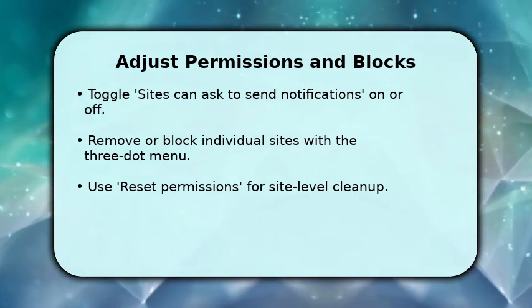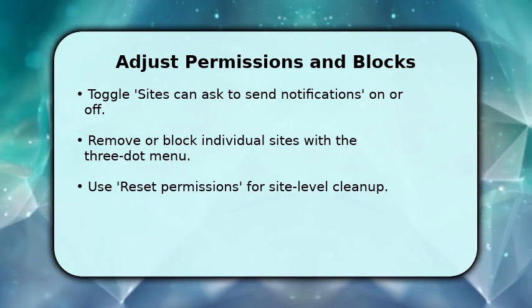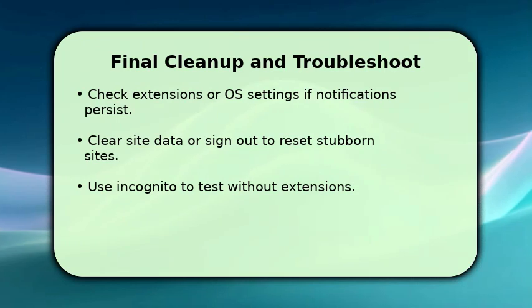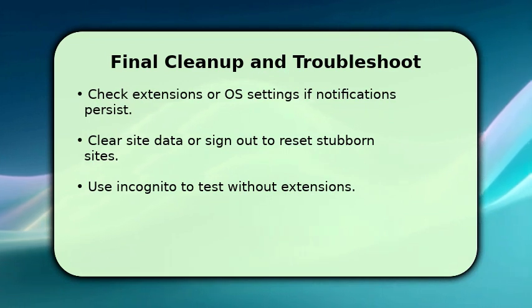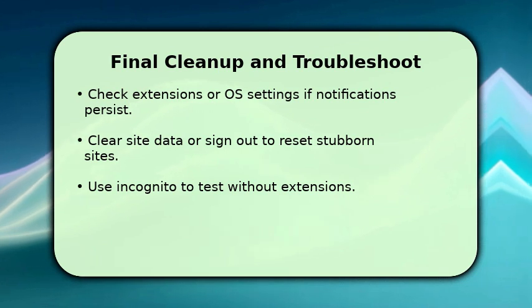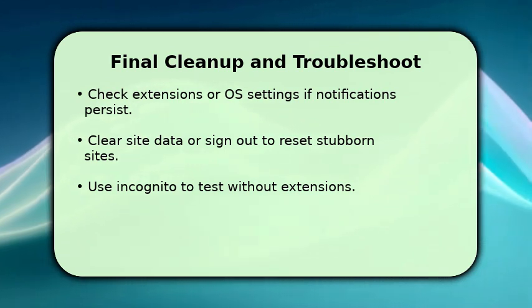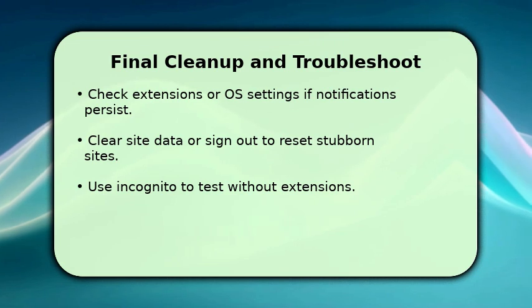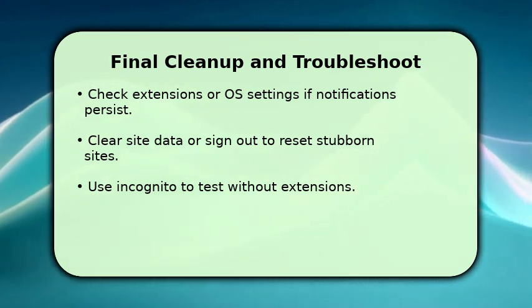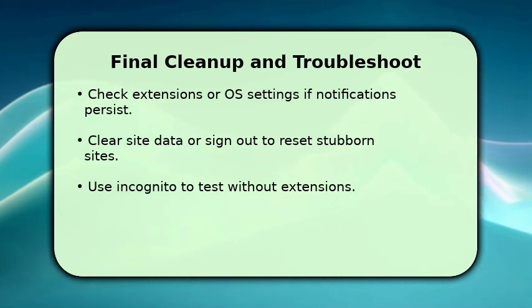Finish by verifying system-level notification settings and extensions. Chrome extensions or your operating system can still push alerts, so open OS notification preferences and disable Chrome notifications there if needed. If a stubborn site still appears, clear its site data or sign out to force a fresh permission prompt, then deny notifications. Troubleshoot by opening an incognito window.